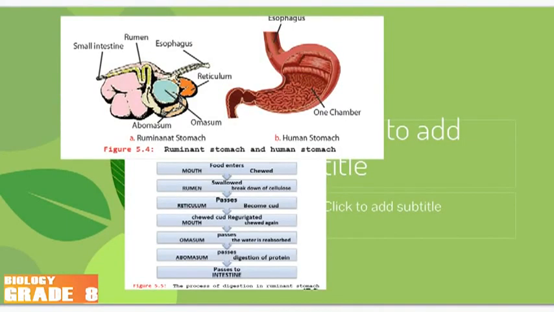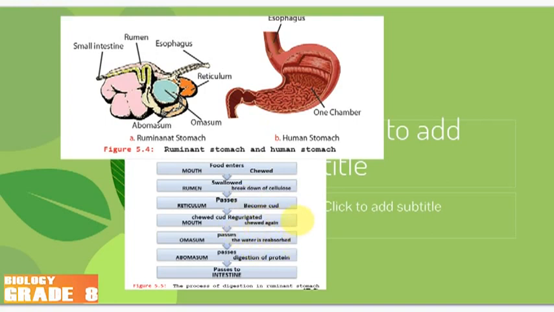Here's a bit of a diagram that just shows what's going on. The food enters at the mouth, gets chewed up there and swallowed, and eventually it'll end up in the rumen and reticulum. So this is where the food starts to get broken down, and the cud is chewed and regurgitated, so it gets chewed up again.